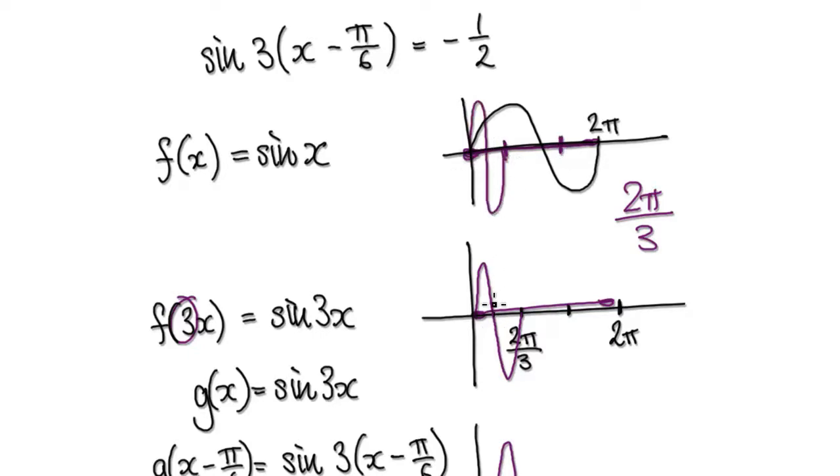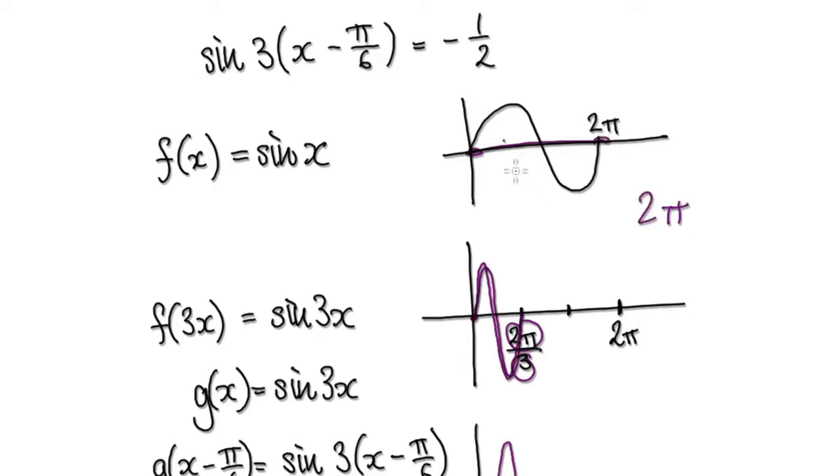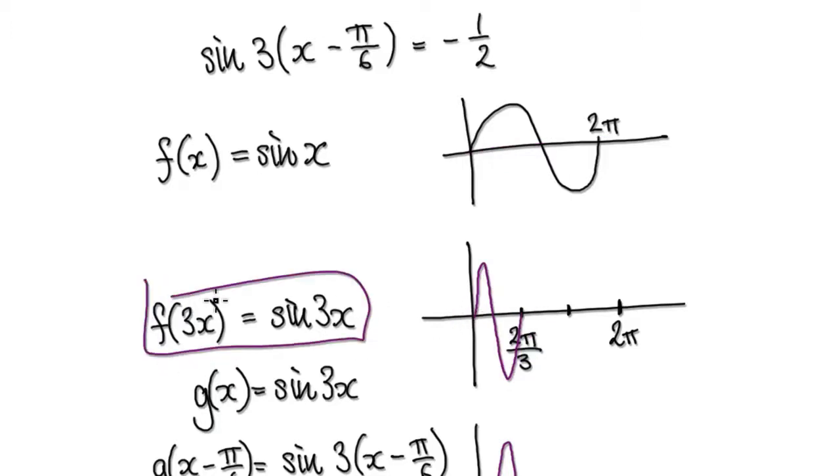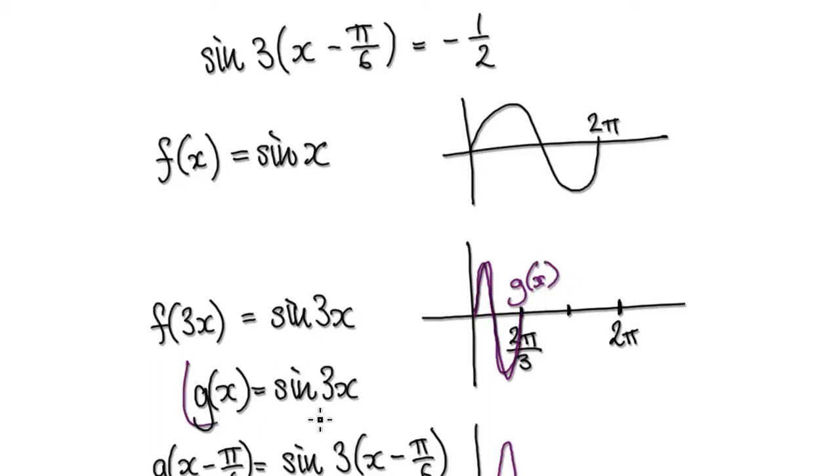So that's why one cycle now is 2 pi over 3, because you take this whole length, 2 pi, and cut it into 3 equal pieces. One cycle is now 2 pi over 3 because you've squashed it by a factor of 3. So applying this transformation gives us this graph here. Let's give this graph a new name. Let's call it g of x. It's a new function.